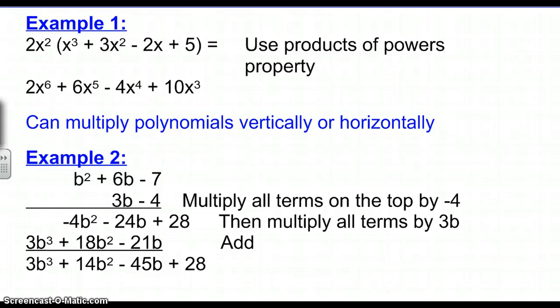And then you're going to add like terms together. So you add all the cubed terms, all the squared terms, and then all the b terms. And you end up with 3b cubed plus 14b squared minus 45b plus 28.